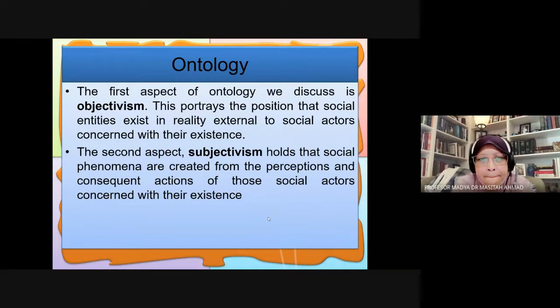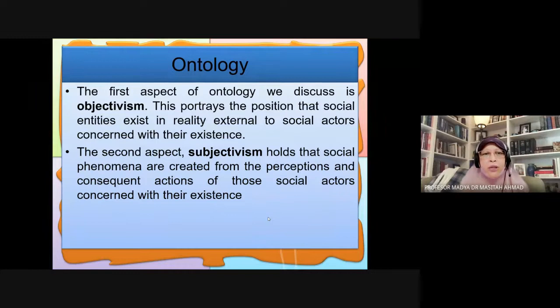So basically, I can make a summary based on this statement. When we talk about this aspect inside this ontology, actually we are discussing the objective. It's also mentioned here. We are also trying to portray these social entities in reality, what they are concerned with, and what they are trying to find out about these social actors.